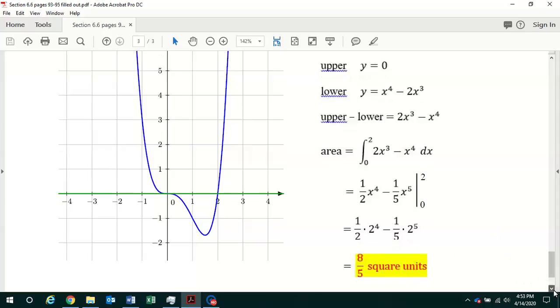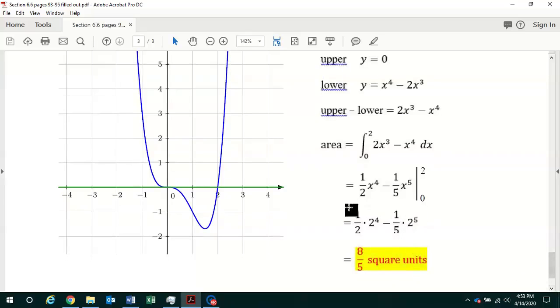So now we just have to do the arithmetic. Evaluate this arithmetic expression following the order of operations, and when you do that, you find the value of that arithmetic expression is 8/5. And so this area here, below the horizontal line y equals 0 and above this curve in blue, is equal to 8/5 square units.